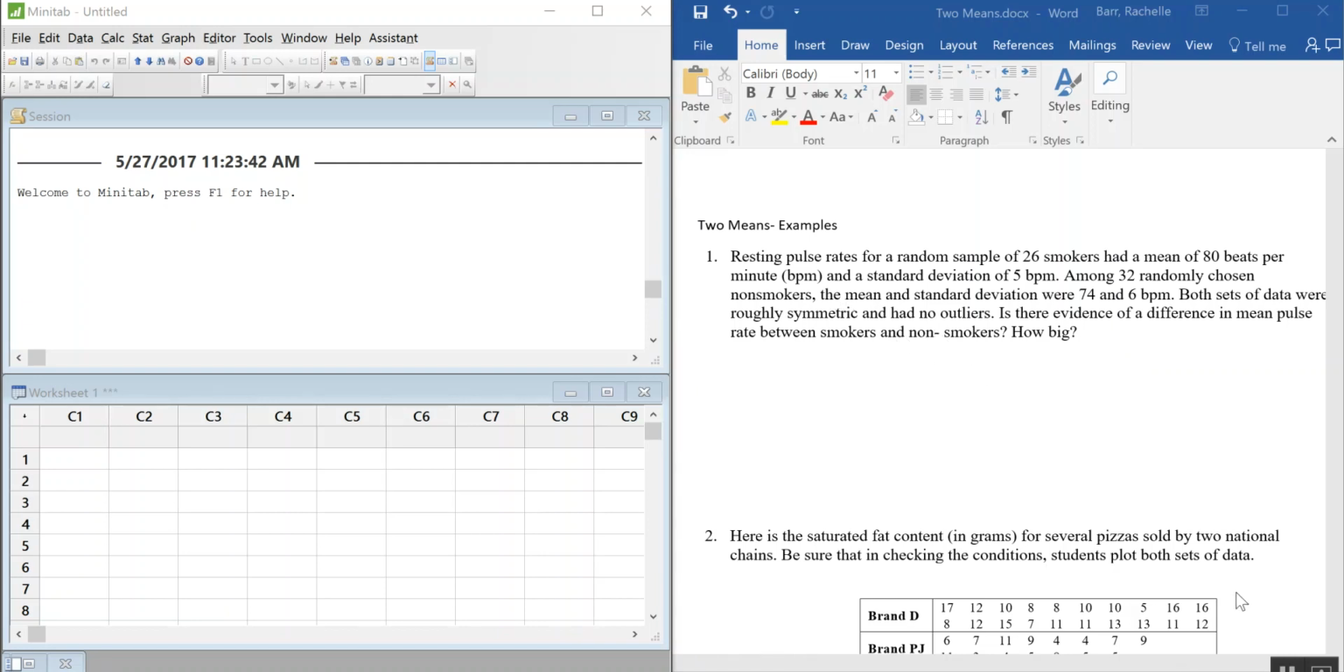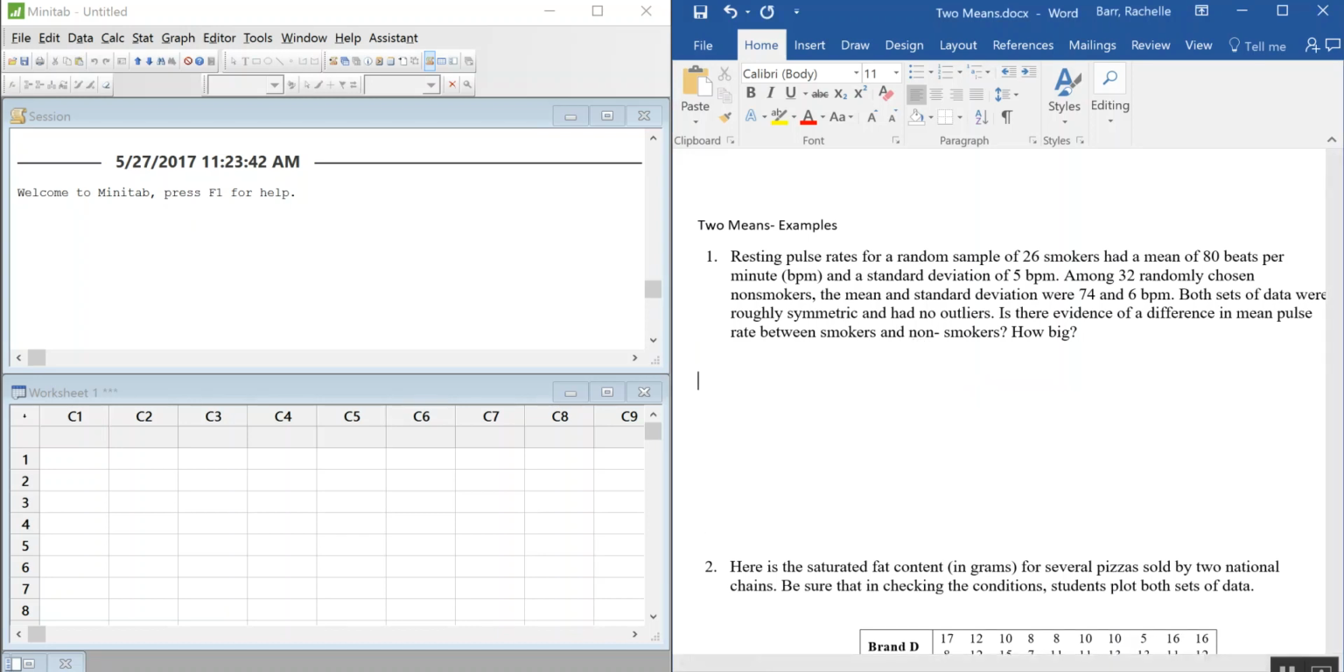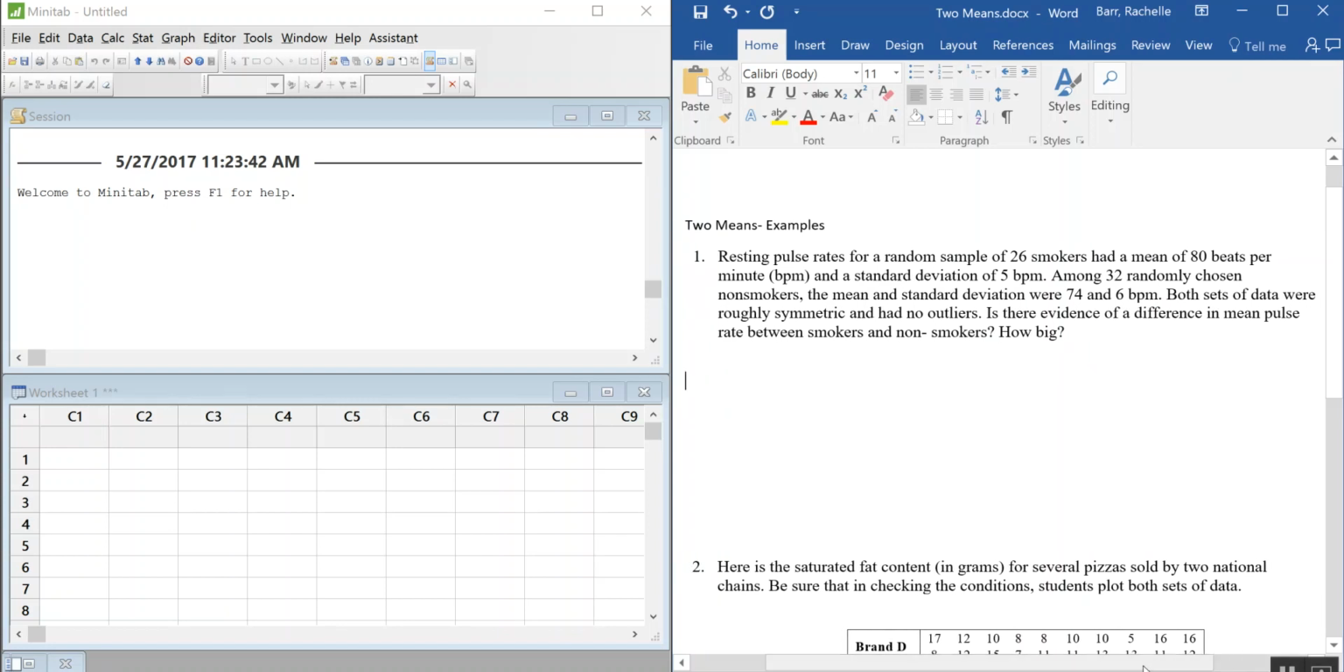So let's look at resting pulse rates and the relationship between smokers and non-smokers. The resting pulse rates for a random sample of 26 smokers has a mean of 80 beats per minute and a standard deviation of 5 beats per minute. Among 32 random non-smokers, the mean and standard deviation were 74 and 6 beats per minute. Both data were roughly symmetric and had no outliers. Is this evidence that there is a significant difference in mean pulse rate between smokers and non-smokers?